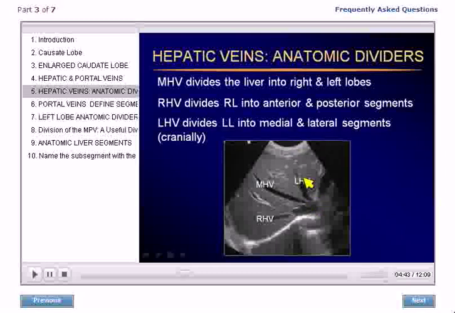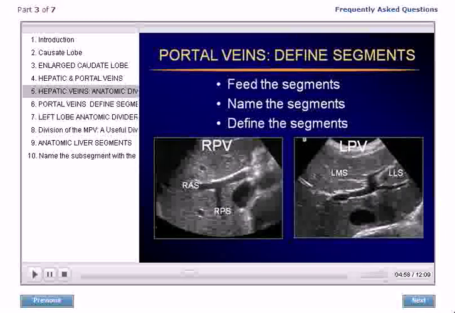But this only occurs in the high parts, cranial parts of the liver. That's where the hepatic vein is. The right hepatic vein divides the right lobe into anterior and posterior sections. Okay, so now we have right and left lobes divided.